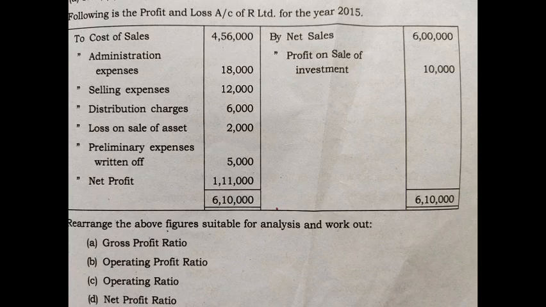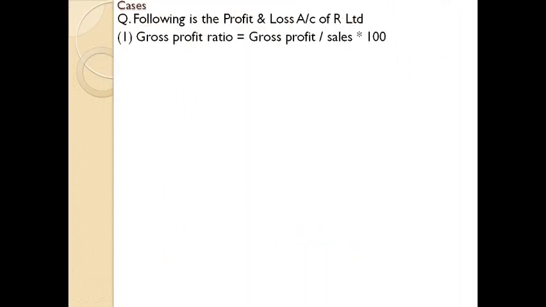Okay. First of all, you need to find the first one, gross profit ratio. So let's go for the gross profit ratio. Equation as we have discussed: gross profit divided by net sales into 100. Remember, it is net sales.